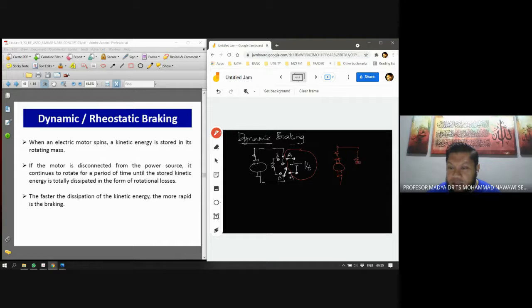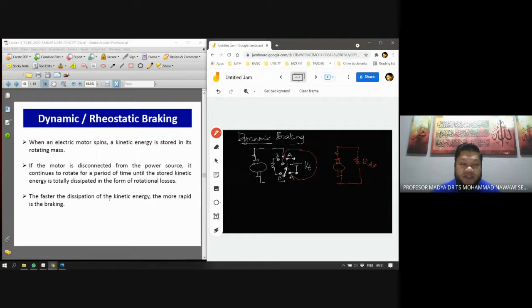and an external resistance here. So you have RDB, call it. You have a resistor connected in parallel with your motor there. Right? So if the motor is disconnected from the power source, it continues to rotate for a period of time until the stored kinetic energy is totally dissipated. So you still have the momentum, but after a period of time, there will be rotational loss, so the motor will brake.